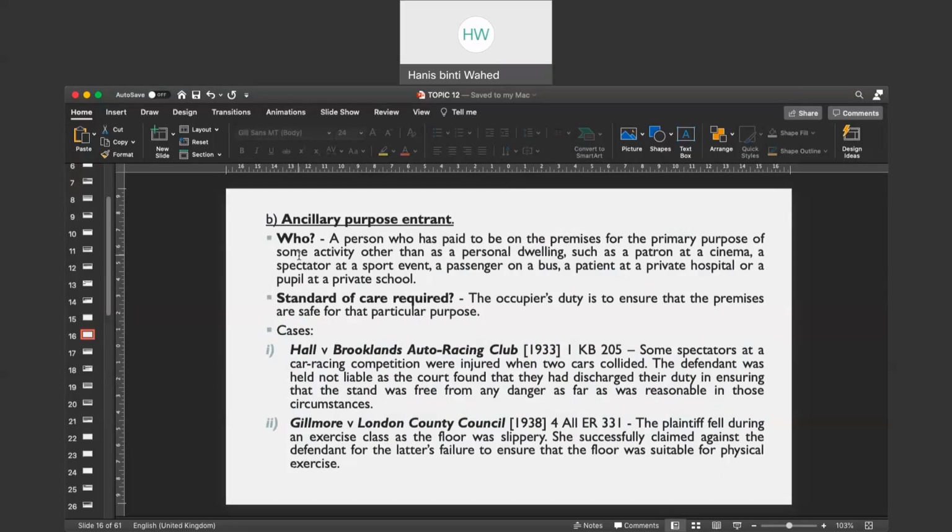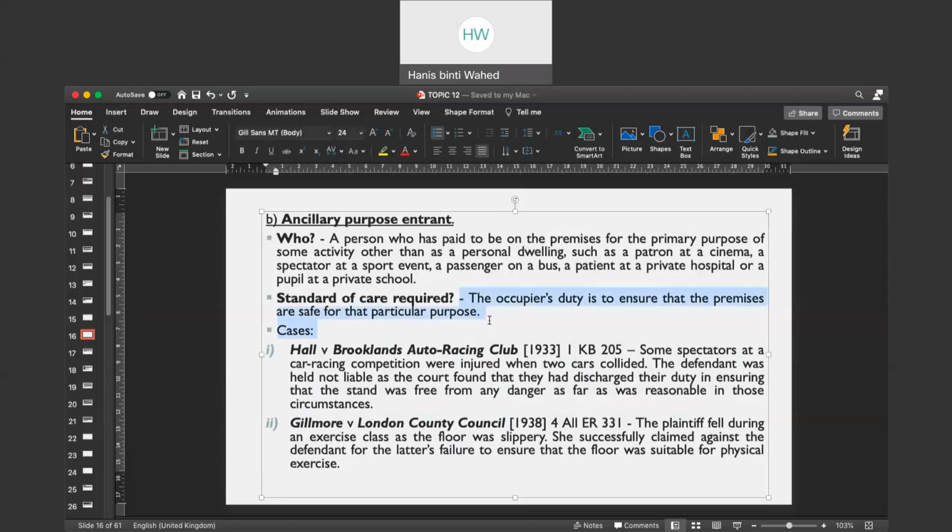So dalam situasi macam ni, the occupier has a duty to ensure that the premises are safe for that particular purpose. Okay. How? By using necessary skills ataupun precautions ya untuk make sure premise ni adalah safe untuk that specific purpose. Okay. So maksudnya kalau contohnya occupier of the cinema, owner of the cinema, they need to make sure that the cinema is safe kepada semua customer who pay to watch a movie.